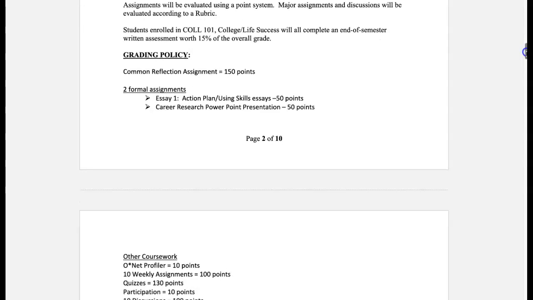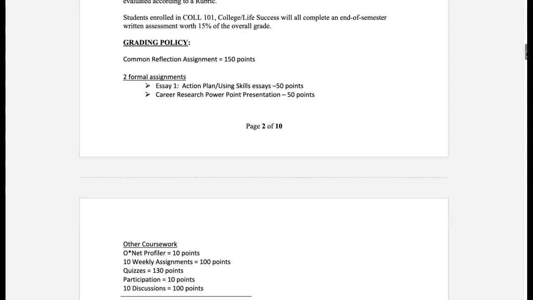Once we get down to the assignments, we do have 2 formal assignments. The first one is an essay, and in this essay, you are basically going to come up with a barrier or some sort of obstacle that you're facing this semester. For example, it could be poor time management or procrastination, and you're going to develop an action plan to try to overcome that obstacle during the semester.